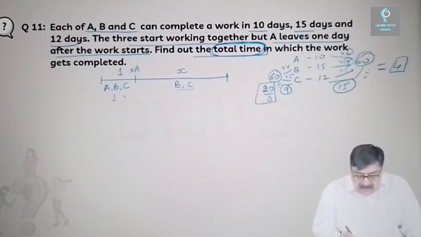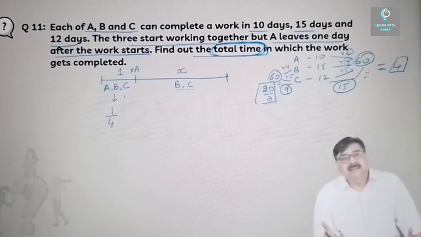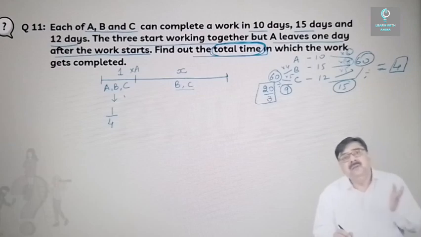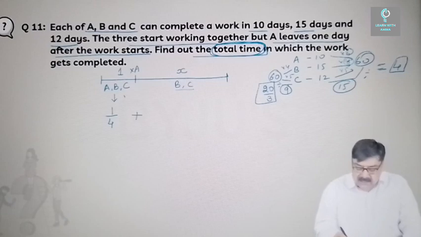Now let us see one day's work of A, B and C, which is 4 days, is 1 by 4. The working efficiency of ABC is 4 days to complete the work. So in one day they will complete 1/4. 2 days, 2/4, that is half. 3 days, 3 by 4. 4 days, 4 by 4, that is one complete work. All right, so 1 by 4 plus X days' work of B and C.